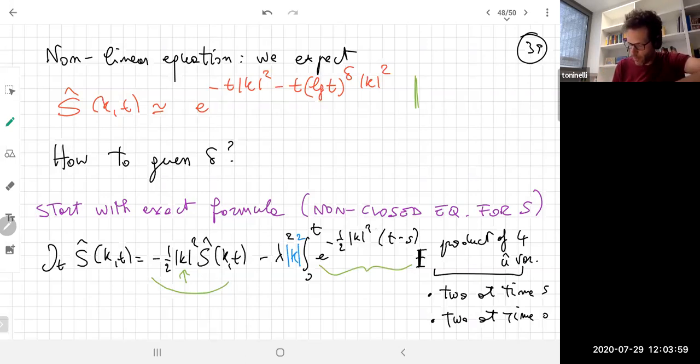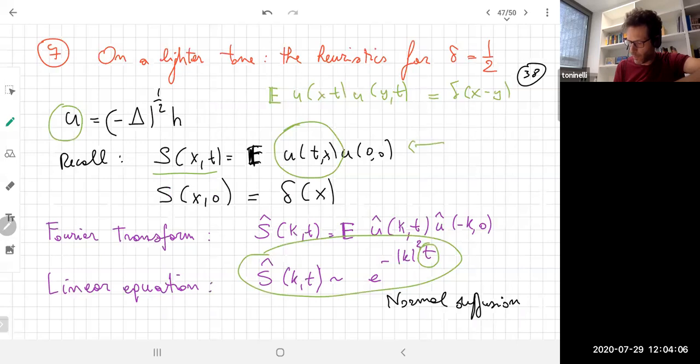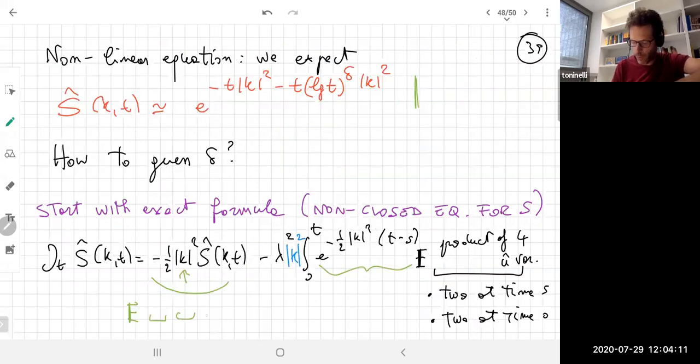And then you get an expectation here. You see, in the definition of S is an expectation of a product of 2 Fourier modes. And now this expectation here contains 4 of them. So this is why it's difficult. You have 4 Fourier components of U. 2 of them are computed at time s, so here there is an integral in ds. 2 of them are computed at time 0. They depend on certain momenta, and these momenta are summed over.